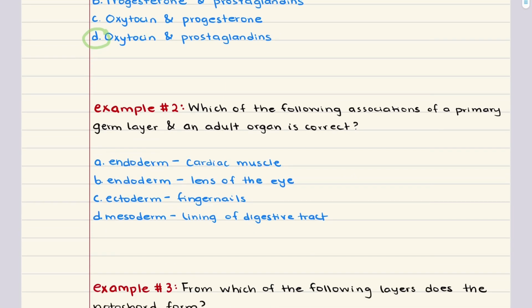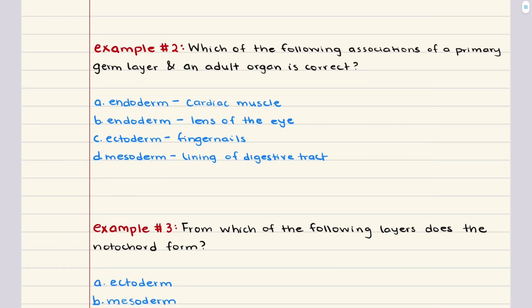Problem 2 says, which of the following associations of a primary germ layer and an adult organ is correct? A says endoderm, cardiac muscle. B says endoderm, lens of the eye. C says ectoderm, fingernails. And D says mesoderm, lining of digestive tract. The correct answer here is C, ectoderm, fingernails.